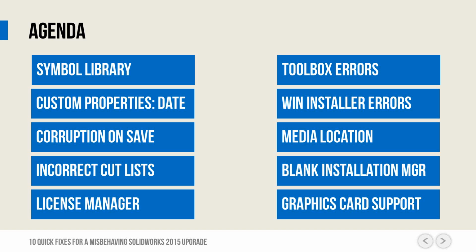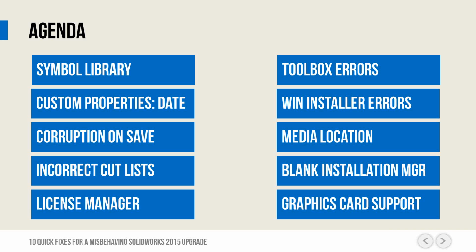So let's say a 2014 and a 2015. It's really important that we make sure if we're trying to run multiple installations of SolidWorks at the same time that we designate those installation folders and toolbox folders by appending the year version at the end of them. That's really going to help solve a lot of those errors and is a best practice.